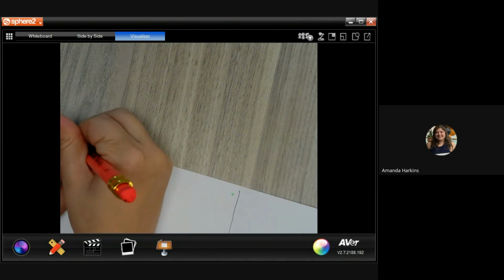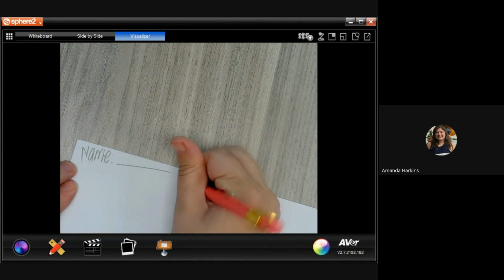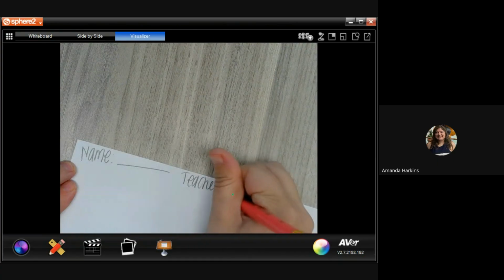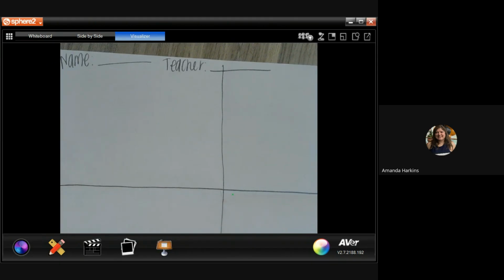And you're going to write your name. And you're going to write your teacher's name. So whether you have Miss Guajardo, Miss Anderson, Coach Spittler, you should be writing your math teacher's name.